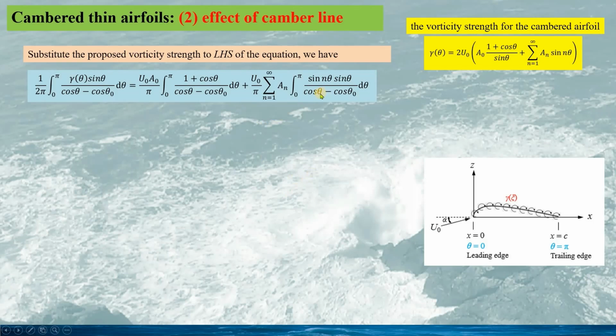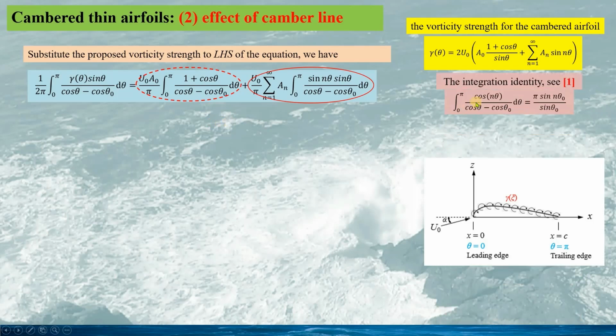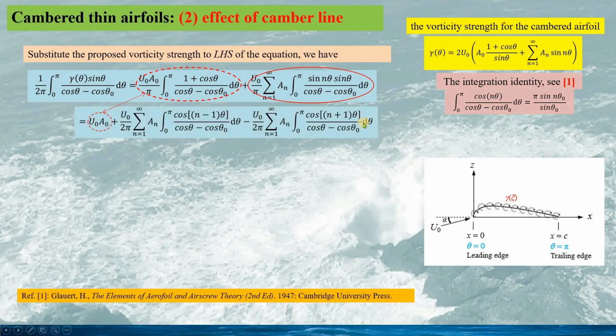If we substitute the new vorticity into the left-hand side of the equation, we have the expression as this. The first term is very similar to the case for the symmetric airfoil. The difference is A0 replacing the angle of attack alpha. And the second term is the additional term for the cambered airfoil. Using the integration identity from the reference, we can have the result for the first term, simple as this.